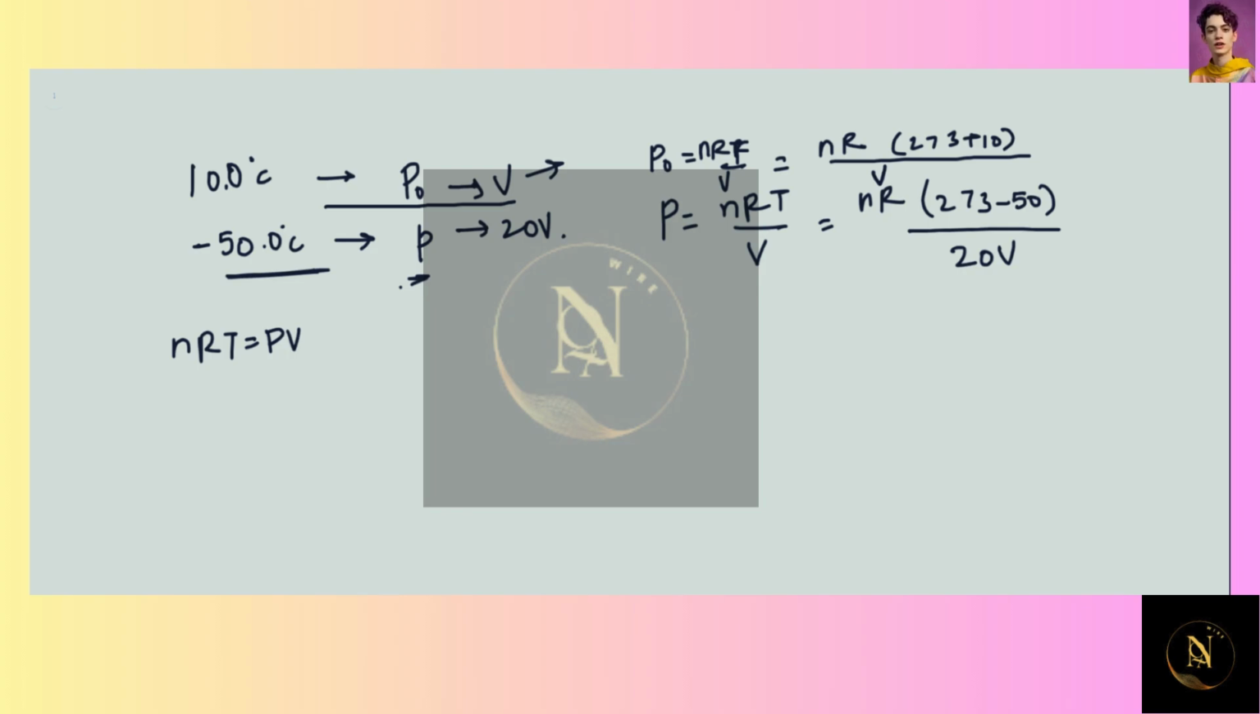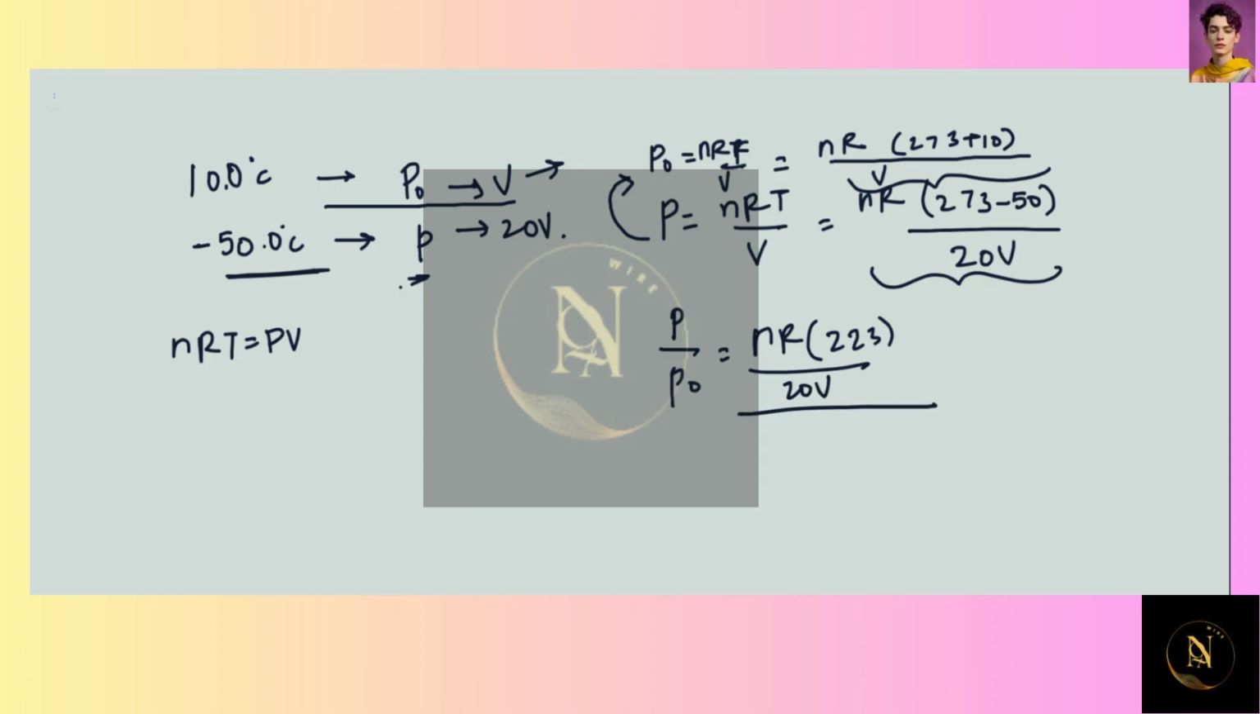Now we simply divide these two equations. If we divide the second equation by the first equation, we get P by P naught is equal to this whole term divided by this whole term. So that's nR times 273 minus 50, which is 223, by 20 V, divided by this whole term, which is nR times 273 plus 10, which is 283, divided by V. We can cancel our nR, we can cancel our V, which gives us P is equal to P naught times 223 divided by 283 into 1 by 20.